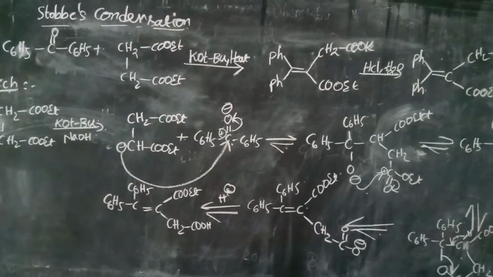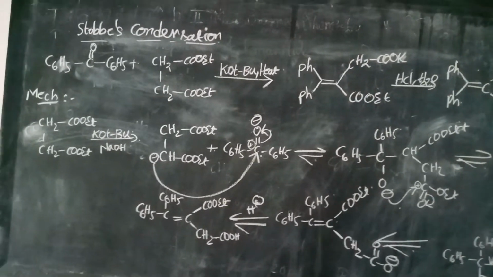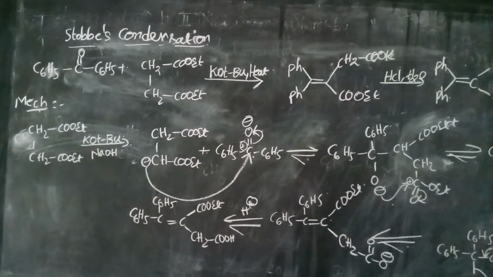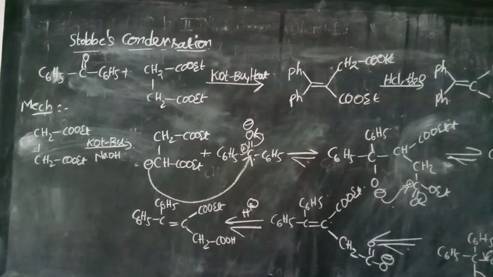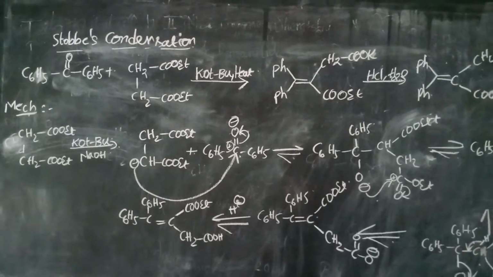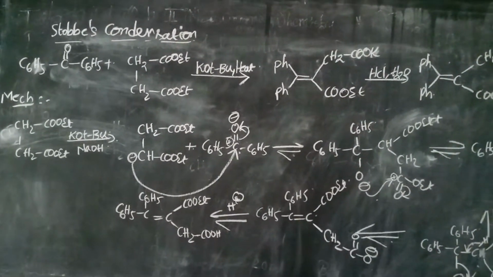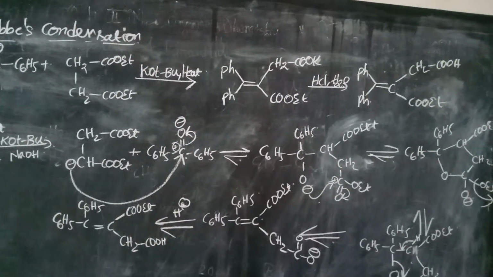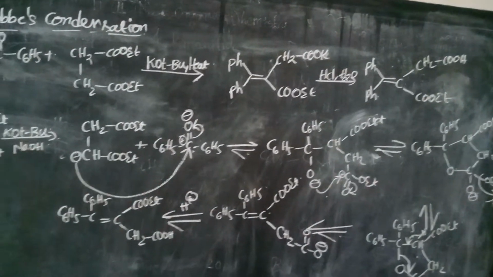The definition of Stobbes condensation: an aldehyde or ketone is treated with succinic ester in the presence of potassium tertiary butoxide or sodium hydroxide to form alkylidene succinic ester.